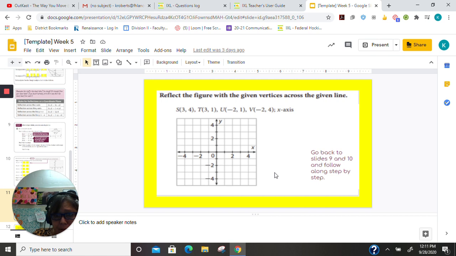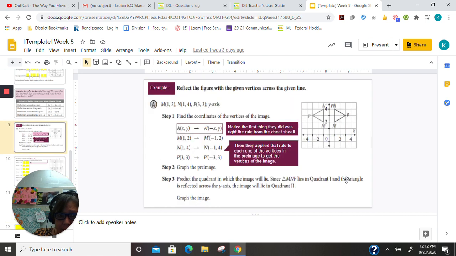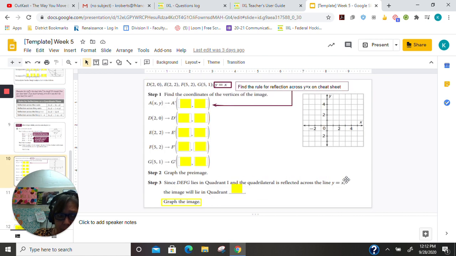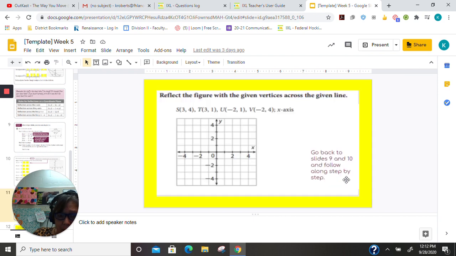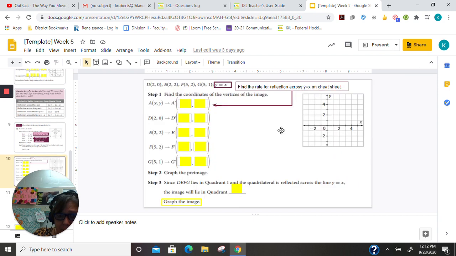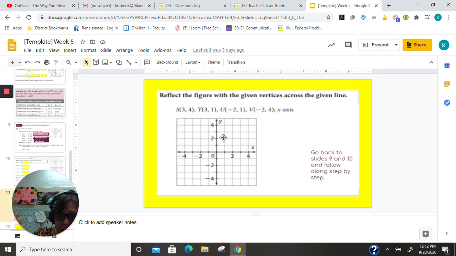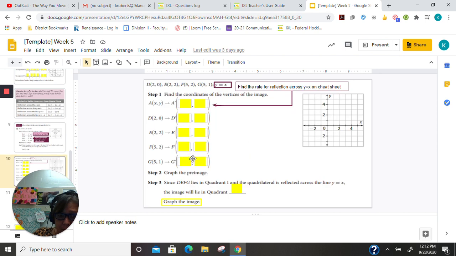Another problem for you to do is reflect the figure with the given vertices across the given line. So it says go back to slide 9 and 10. That's where we just came from, these two, and do this problem. So it doesn't give you all the setup. It doesn't give you step by step. You have to do step by step. This is the problem, but this is how you work it. Do all of these steps.